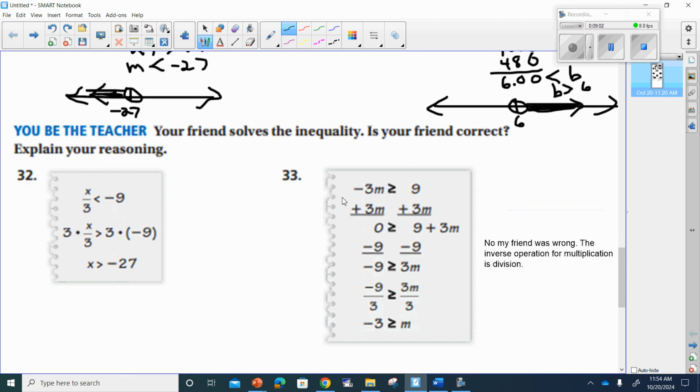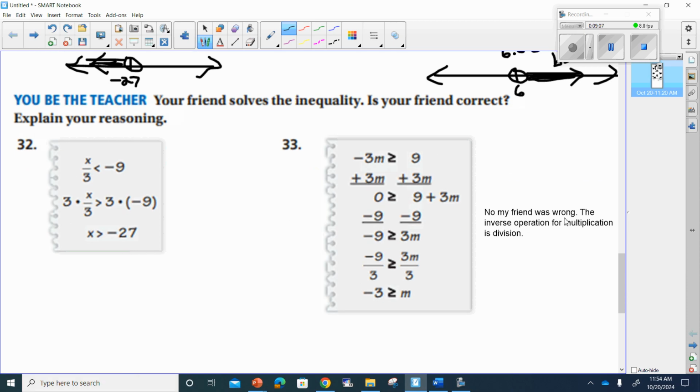All right, the last one is number 33. Your friend solves an inequality. Is your friend correct? No, my friend is wrong, because over here you can see that he subtracted 3m when he should have divided it away. I'm going to work the problem correctly over here. Negative 3m is greater than or equal to 9. So I'm going to have to divide by negative 3. Whatever I divide from one side, I divide from the other. I divided by a negative number, so I have to turn my symbol around. m is by itself now, and 9 divided by negative 3 is negative 3.